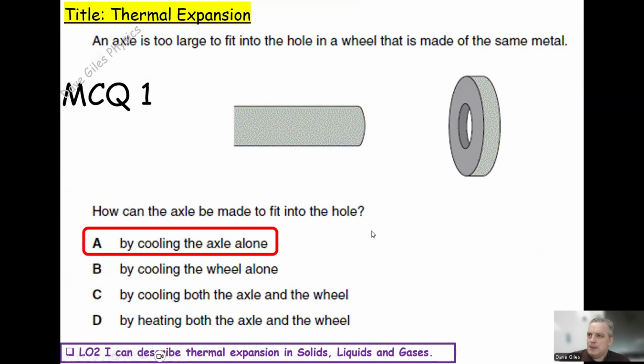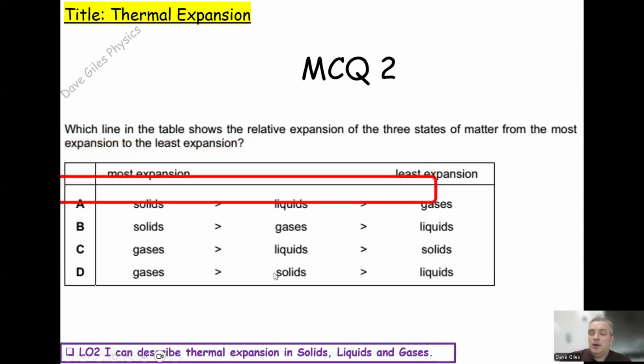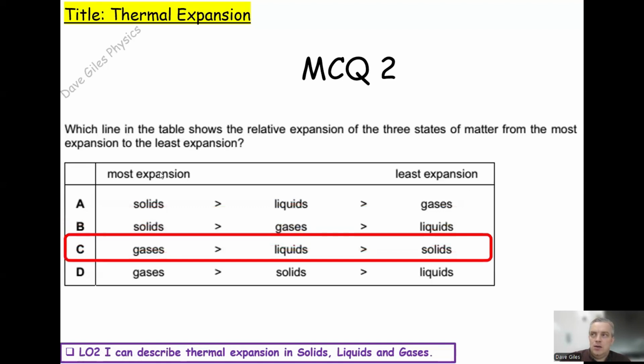Question 2. Which line in the table shows the relative expansion of the three states of matter from the most to the least? Well, the one that expands the most is gas. The one that expands the least is solid. So with liquid in the middle, the answer is C.